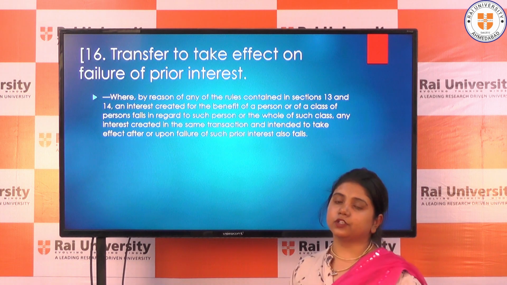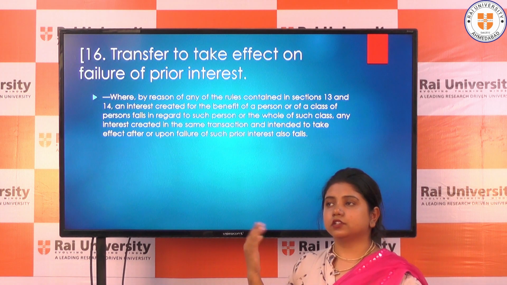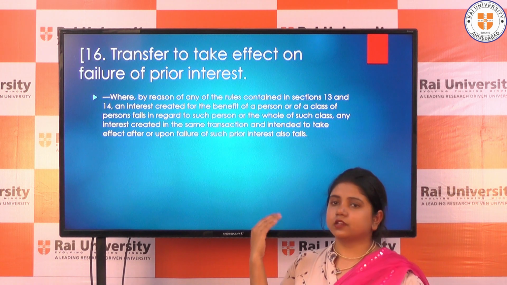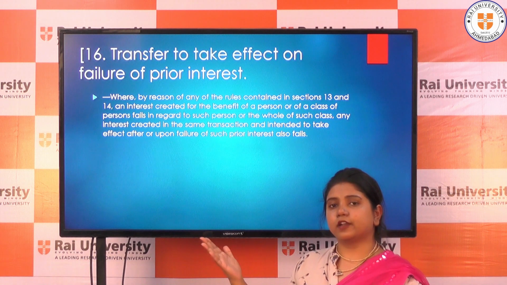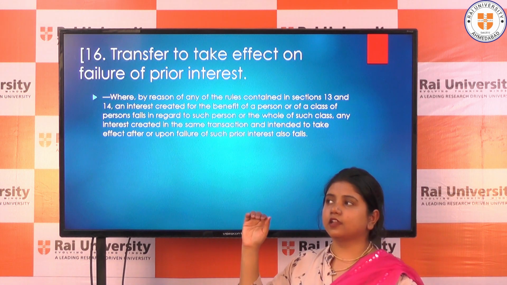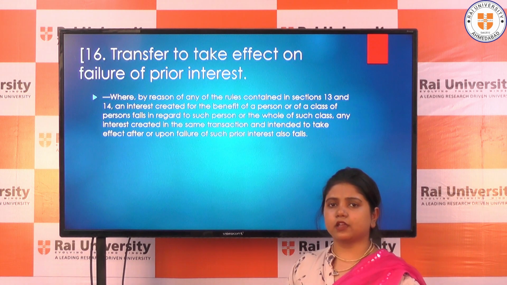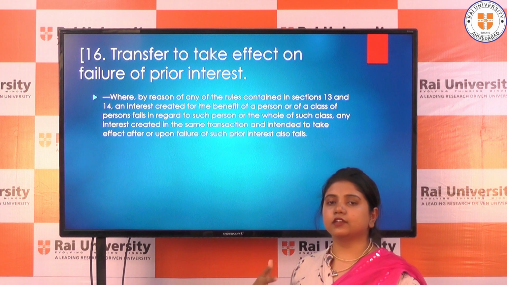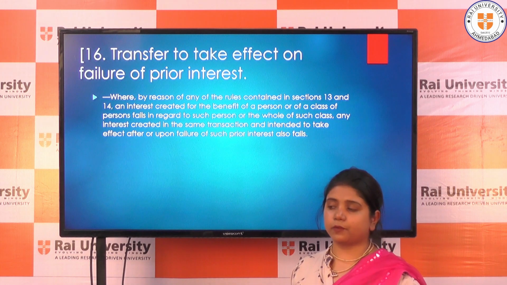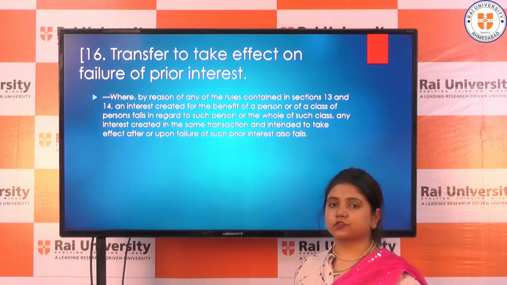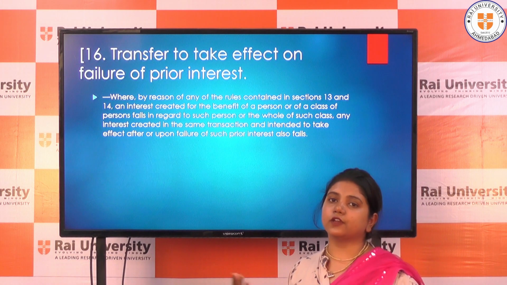So what happened over here when this came to the Supreme Court? The Supreme Court held that for the son, the interest is absolute, because he can transfer the property, he can alienate that property. But when it comes to the interest created on behalf of the daughter, what is actually happening? There is no right of alienation.